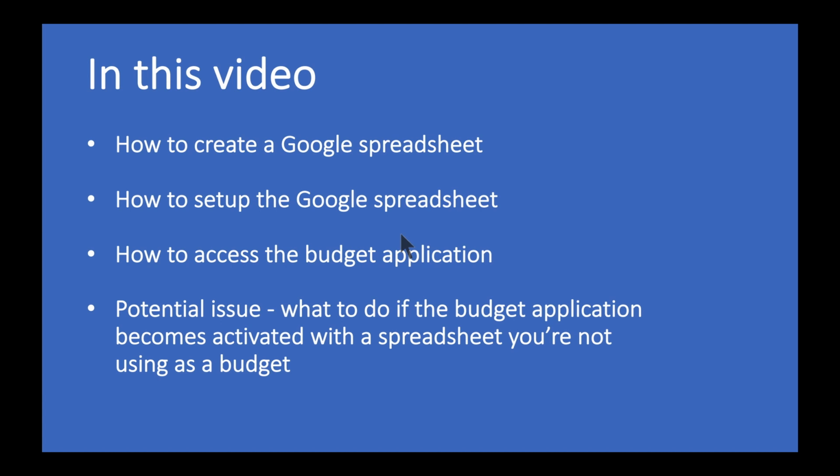At the moment with the Google platform, a budget spreadsheet can only be created using a computer internet browser. So again, using a computer, in the next few steps, I'll show you how to create a Google spreadsheet, how to set up this spreadsheet so it's ready for use with the budget application, and then how to access the menu for the budget application itself. And then lastly, after we've done all that, I'll cover a potential issue which could come up at this stage and how to resolve it, and I'll go into that in more detail in the video.